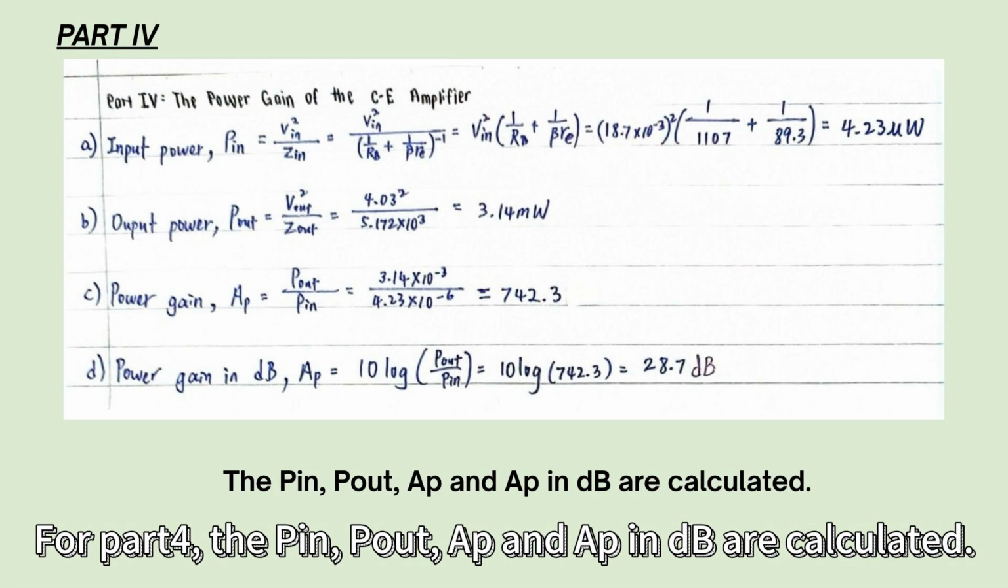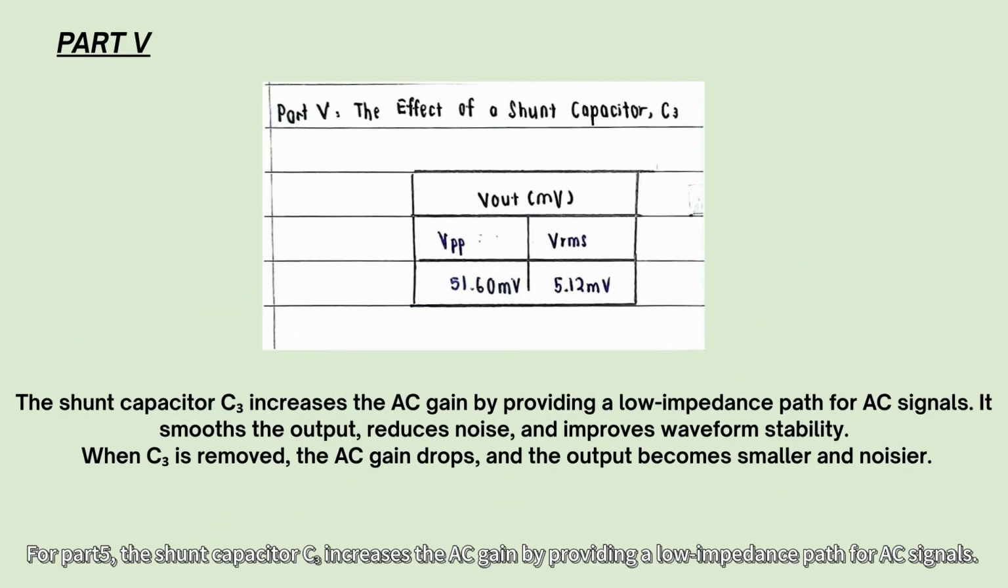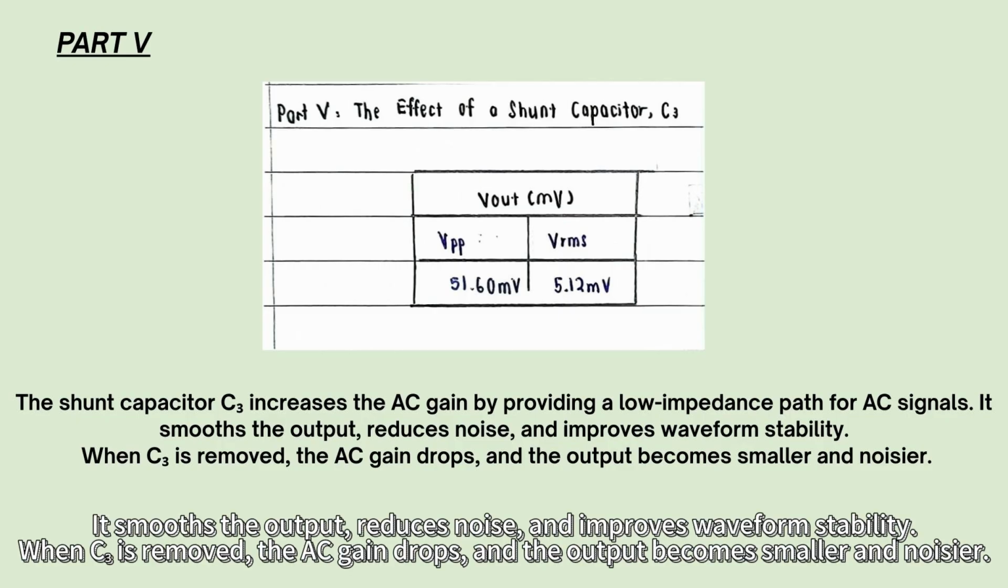For part 4, the P-in, P-out, AP, and AP in dB are calculated. For part 5, the shunt capacitor C3 increases the AC gain by providing a low impedance path for the AC signal. It smooths the output, reduces noise, and improves the waveform stability. When C3 is removed, the AC gain drops, and the output becomes smaller and noisier.